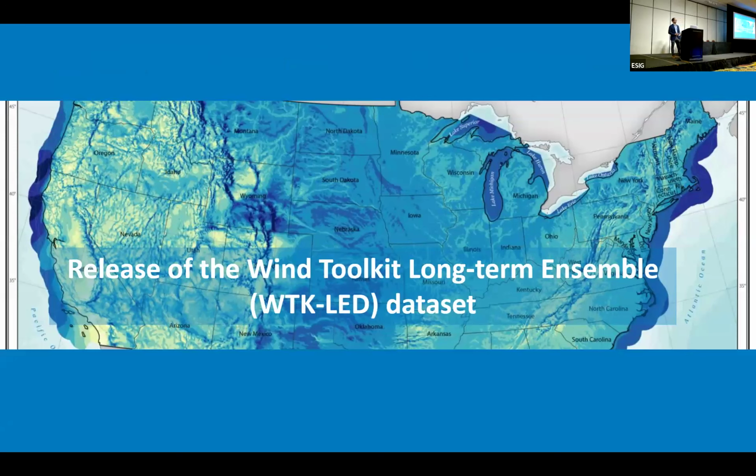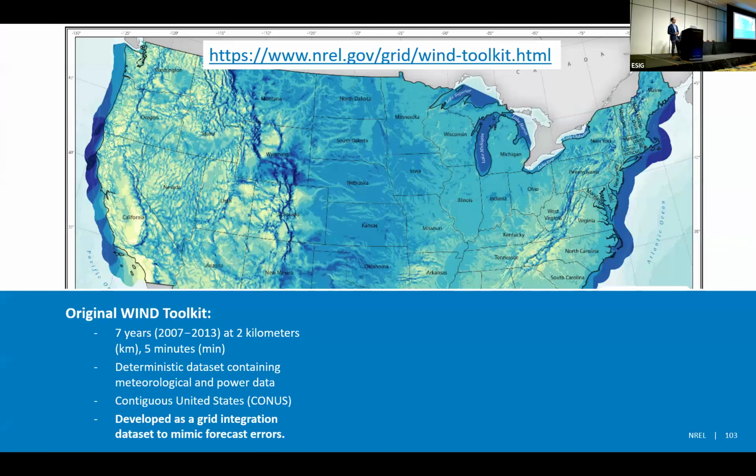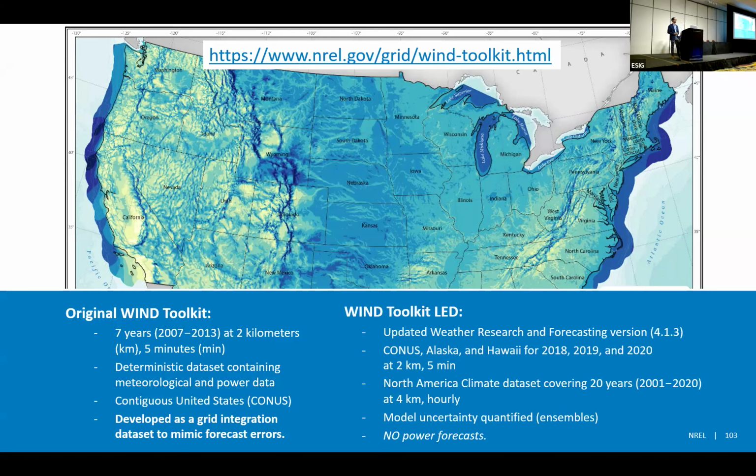Okay, so first thing first is the release of that data set so that folks can start to leverage it. I'll just call it the Wind Toolkit LED for simplicity. It stands for long-term ensemble data set. The first thing that my colleagues always want me to say is that folks may recall the original Wind Toolkit covered the historical weather years 2007 to 2013. There was that extension into 2014 over the continental United States at relatively high resolution. All of those parameters may or may not necessarily apply to the updated Wind Toolkit LED.